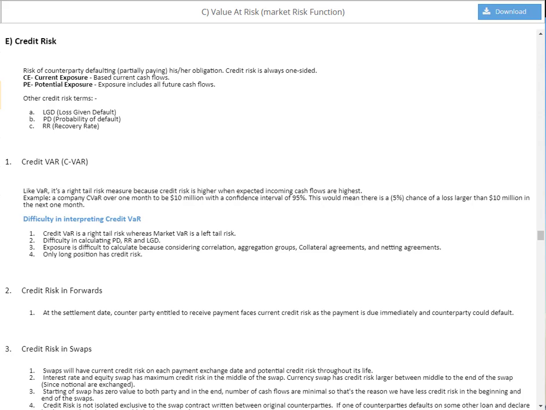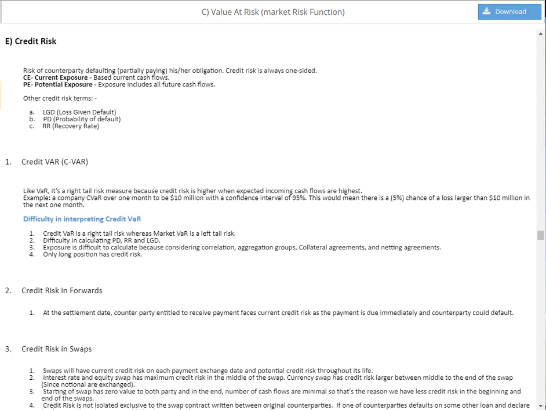There are other credit risk terms like LGD, loss given default, PD, probability of default, and recovery rate. They are all used in calculating the exposure, which is also called EAD, exposure at default.